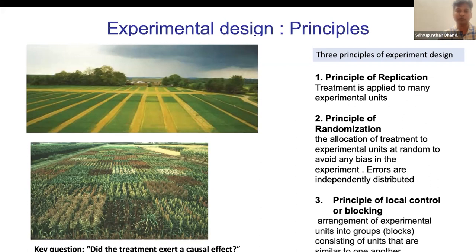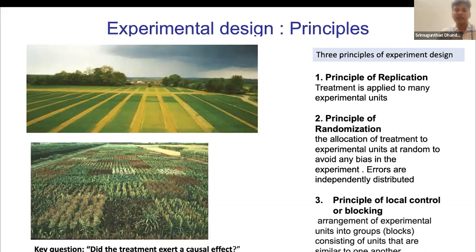The second principle is randomization. We saw that there are external variables that are also going to influence the outcome. But what we are interested in is whether the application of fertilizer is going to increase the yield. It might happen that the soil fertility is also an external factor, and that also has an effect. So how do we minimize this effect?